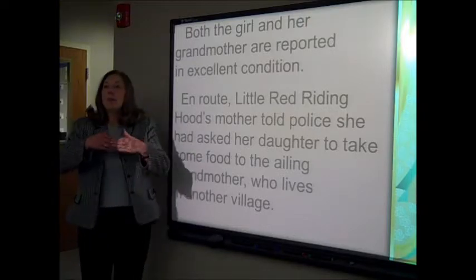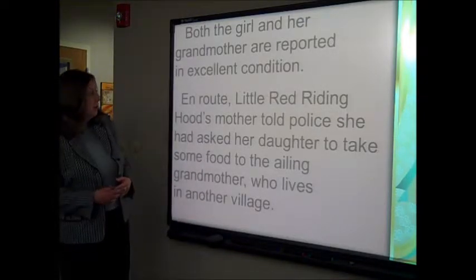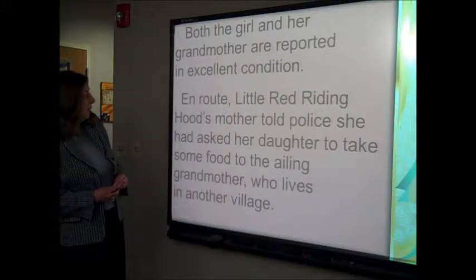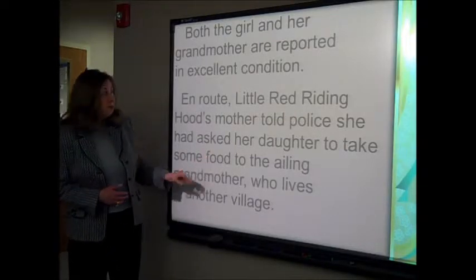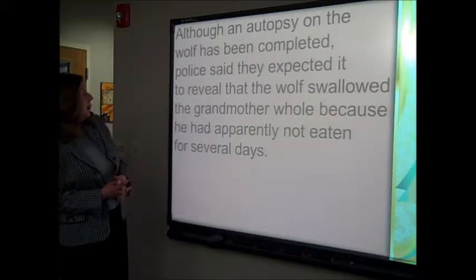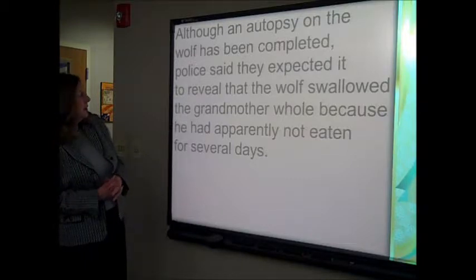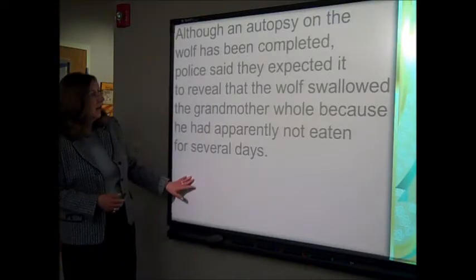Now I'm going to go through the chronology part of it, and I'm going en route. Little Red Riding Hood's mother told police she had asked her daughter to take some food to the ailing grandmother who lives in another village. Although an autopsy on the wolf has not been completed, police said they expected it to reveal that the wolf swallowed the grandmother whole because he had apparently not eaten for several days. So that's how that happened.